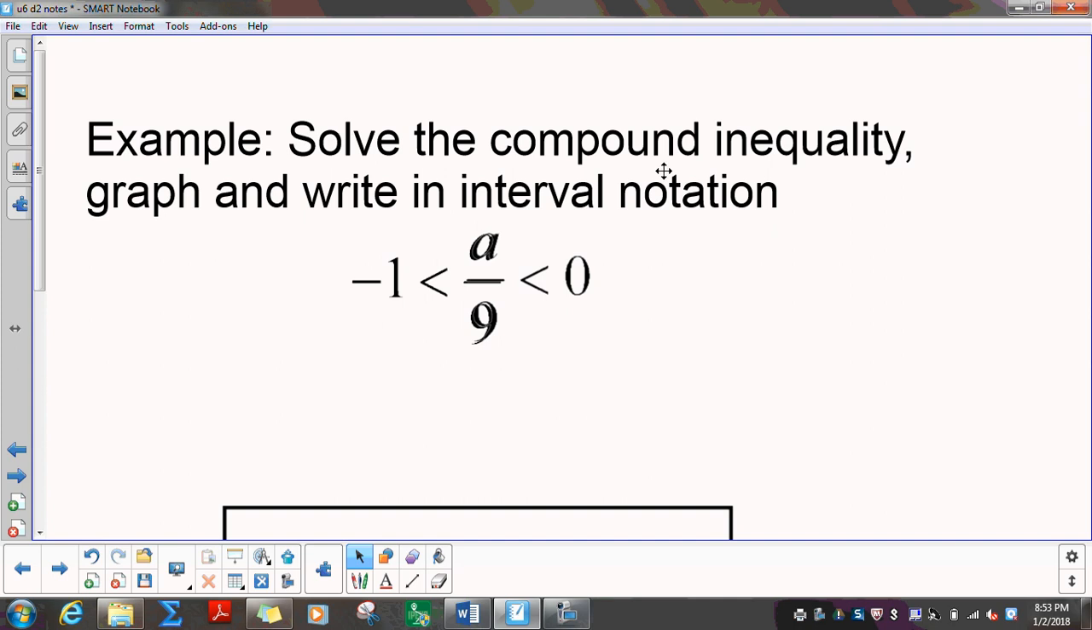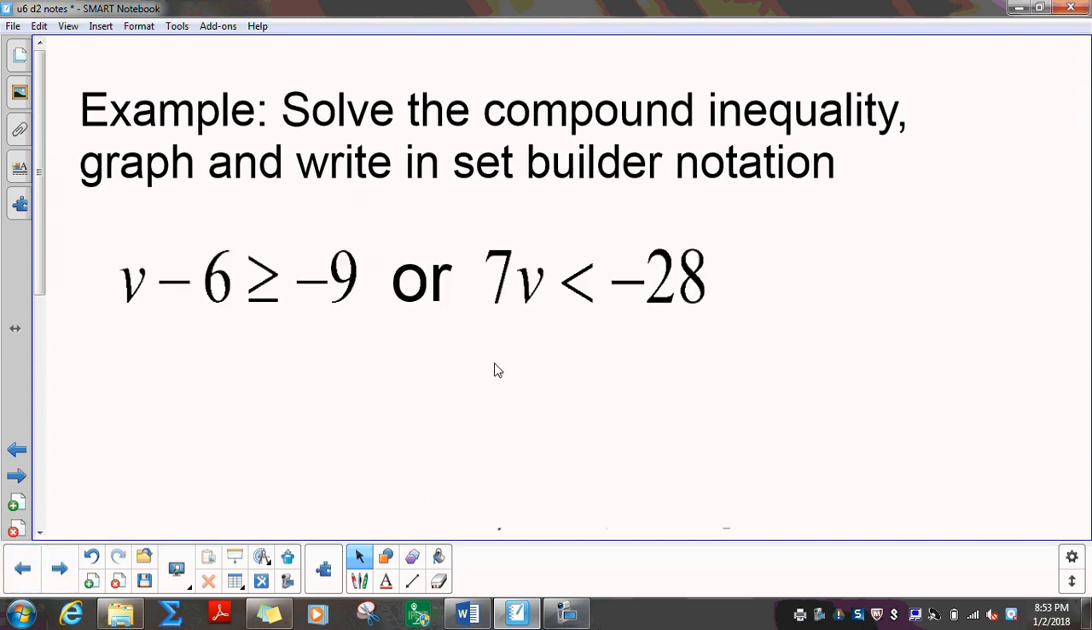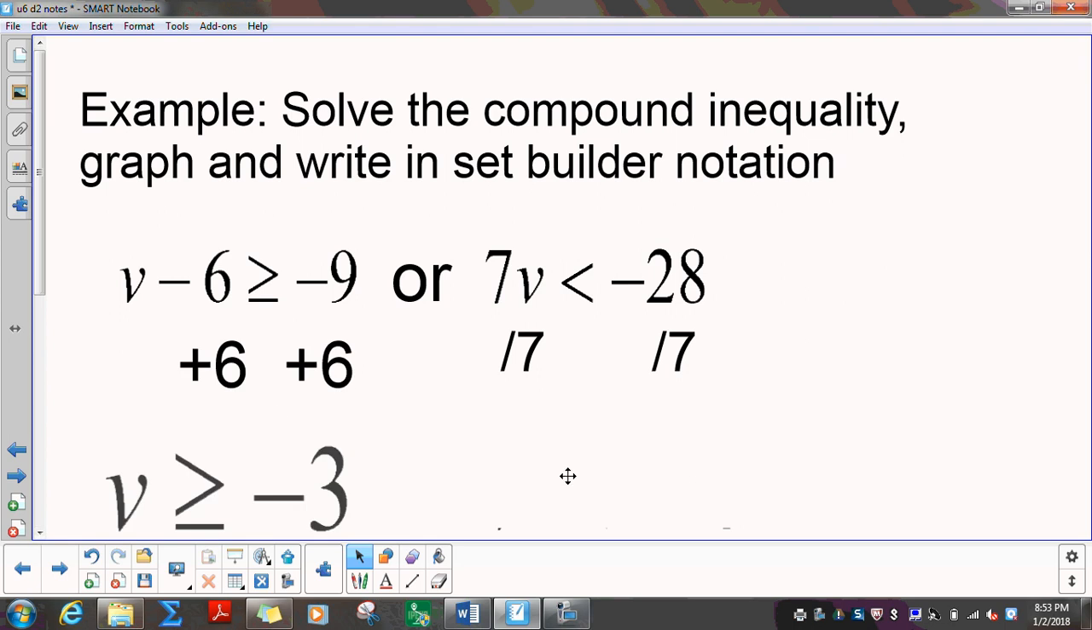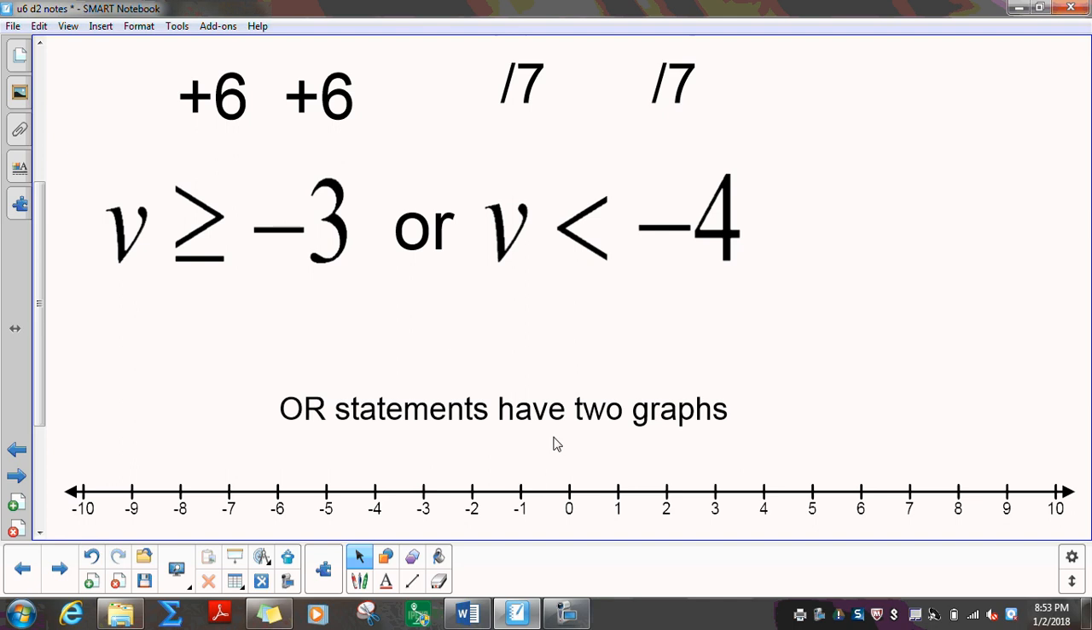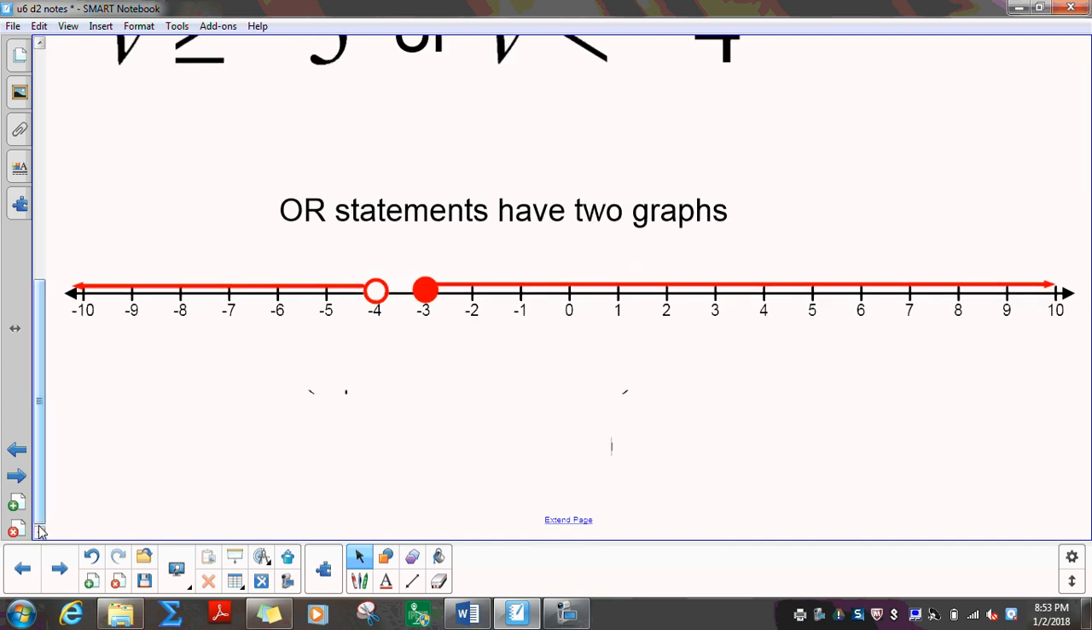This one says solve the compound inequality, graph, and write the interval notation. Ooh, we're not going to do interval notation. I just realized I did not do set builder notation for you. So we did all this stuff. We got the or. We graphed it. And then set builder notation, we just write it with the or statement in there. Nothing fancy.